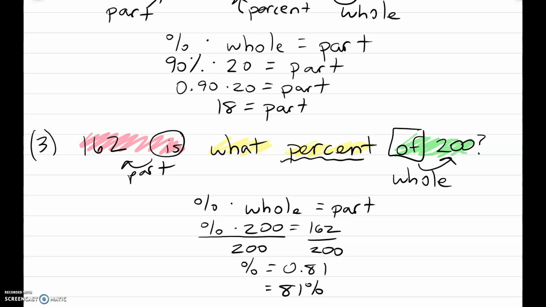So for these problems, you want to look for those keywords, is, of, and percent. And those are really going to help you to answer these questions. So give the questions a try, that practice with this concept.